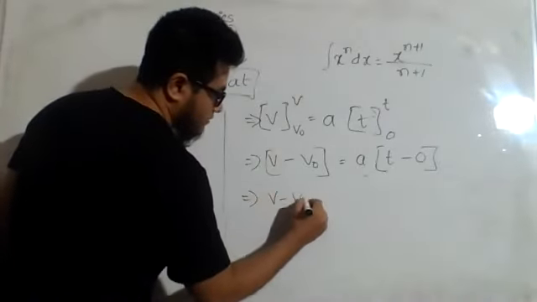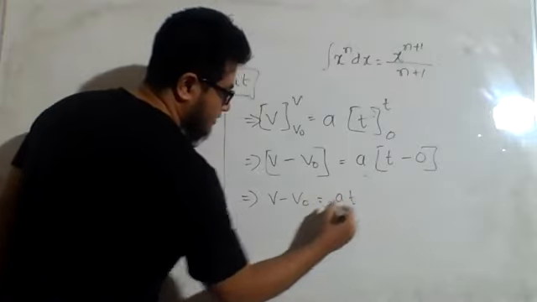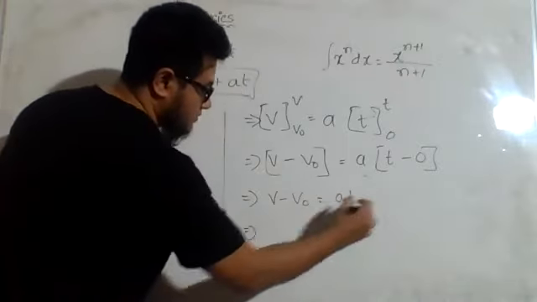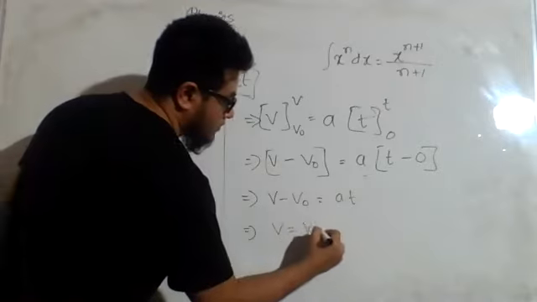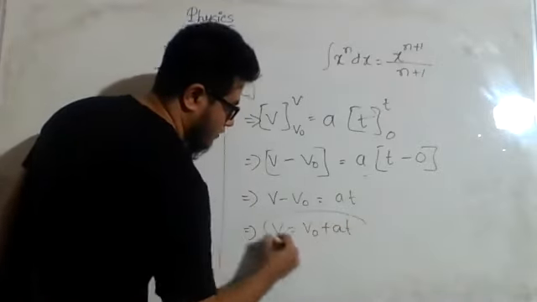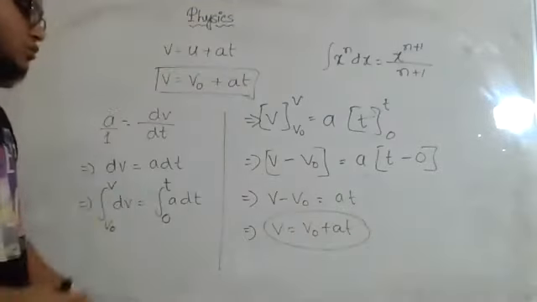So v minus v naught is equal to a t. If I move this v naught to that side, v is equal to v naught plus a t. We have proved whatever we needed to.